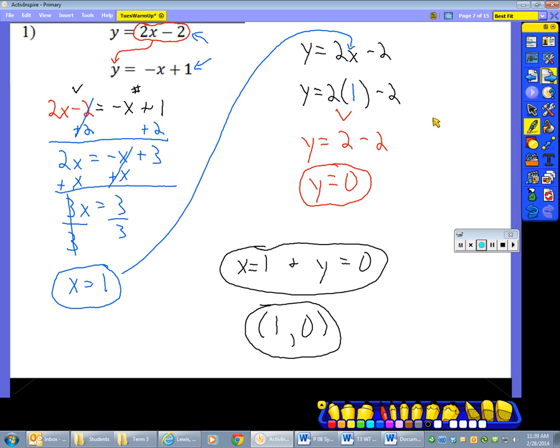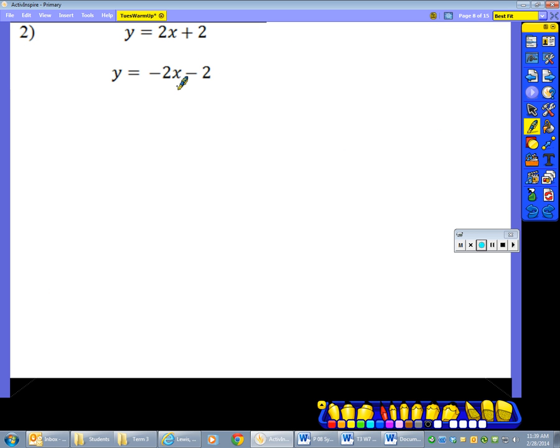Alright, so let's move on to number 2. Number 2 is done almost the exact same way. Same process. Okay. I've got y equals 2x plus 2, so I'm going to sub that in for y, all that stuff, because that's what y equals. And I'm going to color code this so you can differentiate the two equations. 2x plus 2 equals negative 2x minus 2.